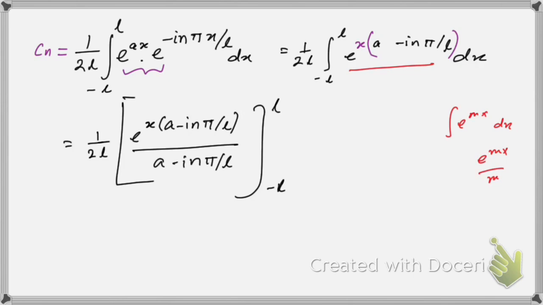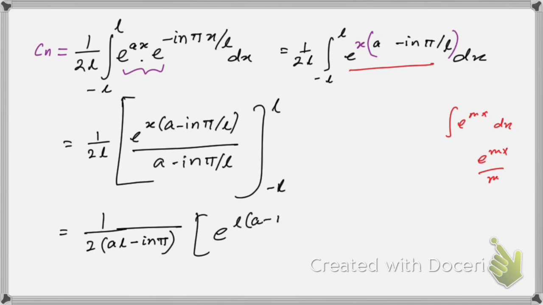These are the limits we are going to put here, and this term can be taken outside. If you multiply this term with twice L, you're going to have 2aL minus i n pi. And if you put the upper and lower limits here, you will get e to the power L times a minus i n pi by L, and again if you multiply it with these two terms, your result will be something like this, aL minus i n pi, right?